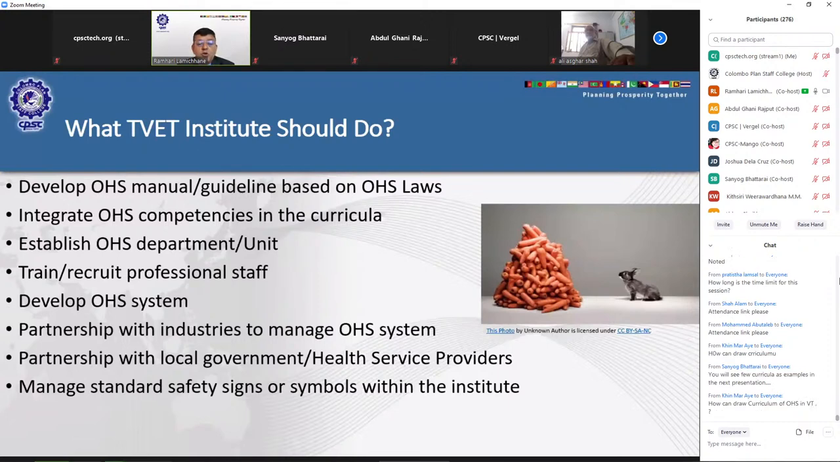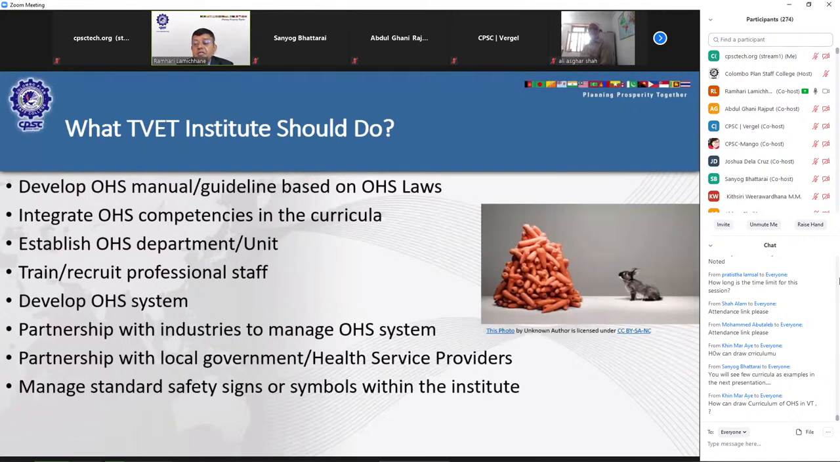And partnership with local government or health service providers. As a TVET institution, we can partner with local government. They can support us, they can provide resources, they can provide budget. Similarly, if we are in a remote area and we don't have adequate staff, in that case we can partner with health service providers. Then they can send health professionals to our institutions if needed.